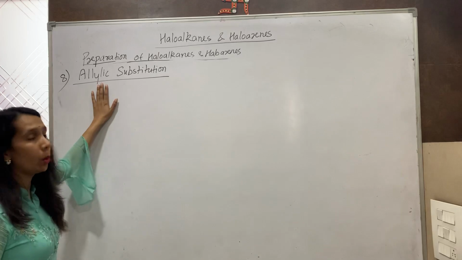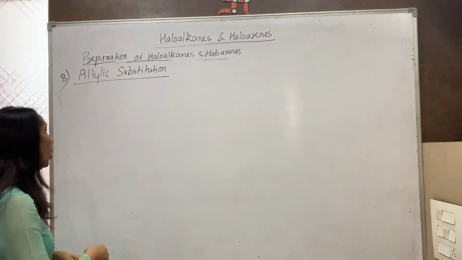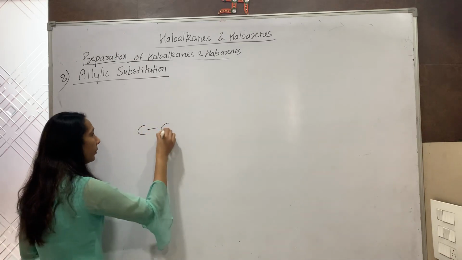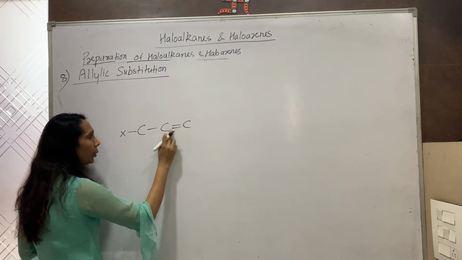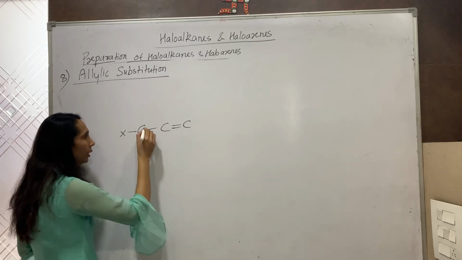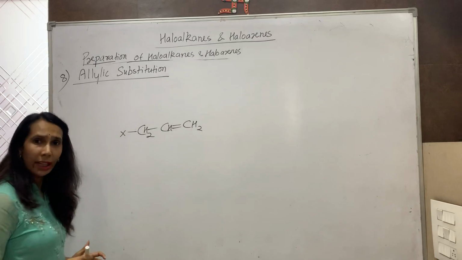Now the allylic word, if you remember, we have done with allyl halides. What are allyl halides? The carbon attached to a halogen is attached to a carbon having a double bond. So this is an example of an allylic halide.